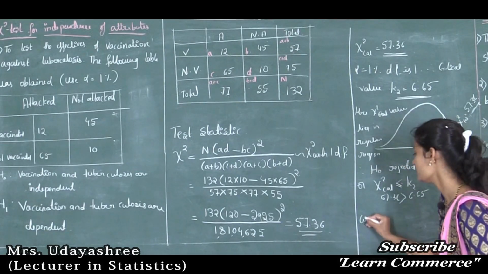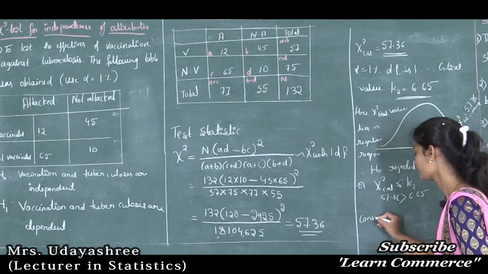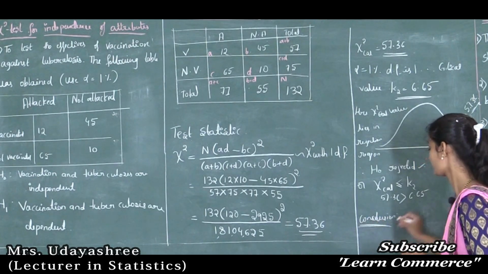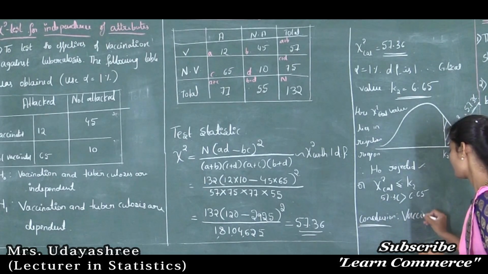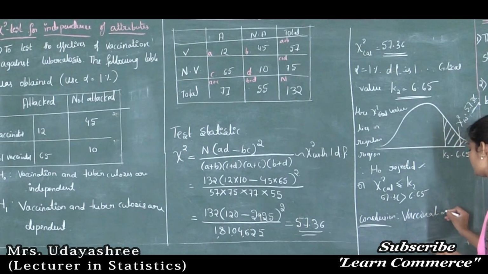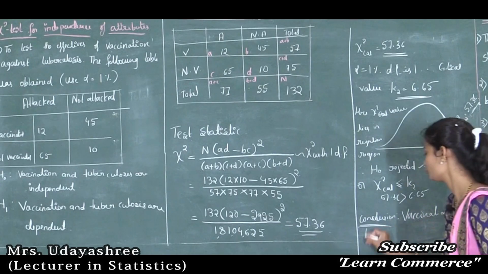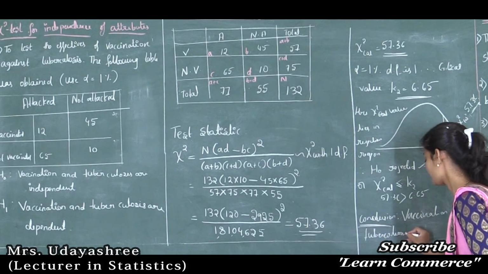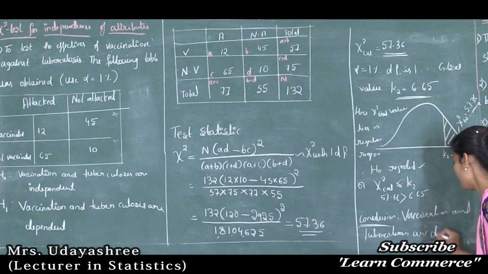Therefore the conclusion is vaccination and tuberculosis are dependent.